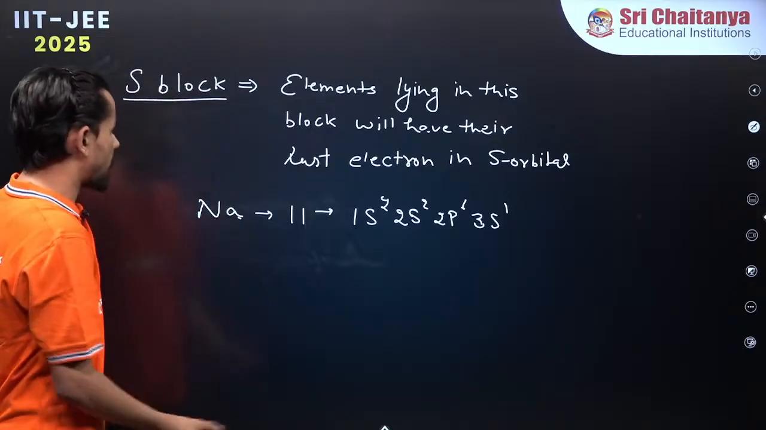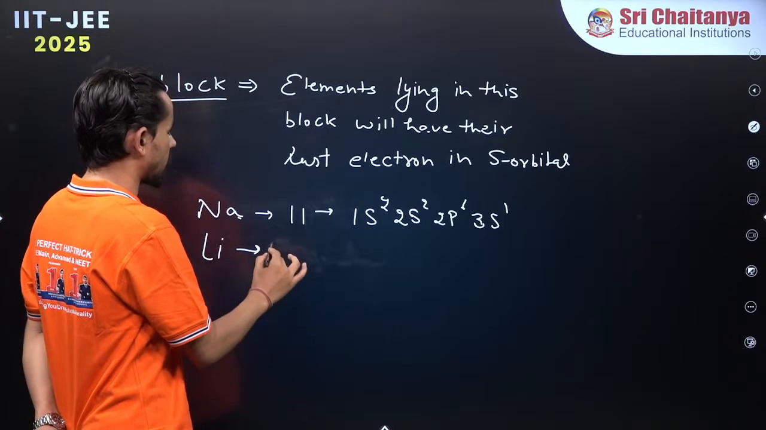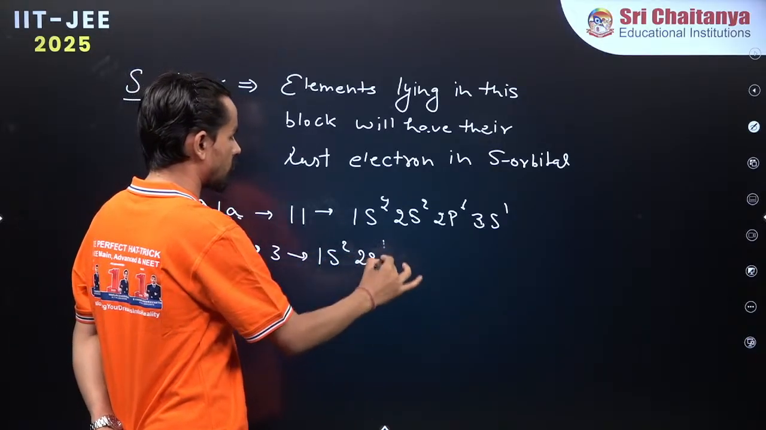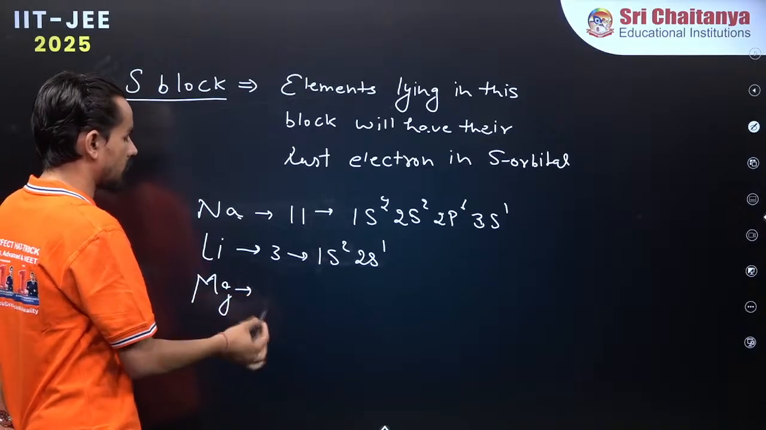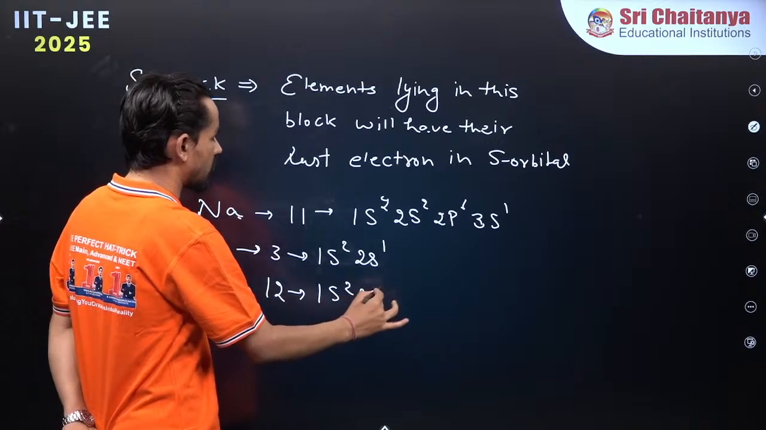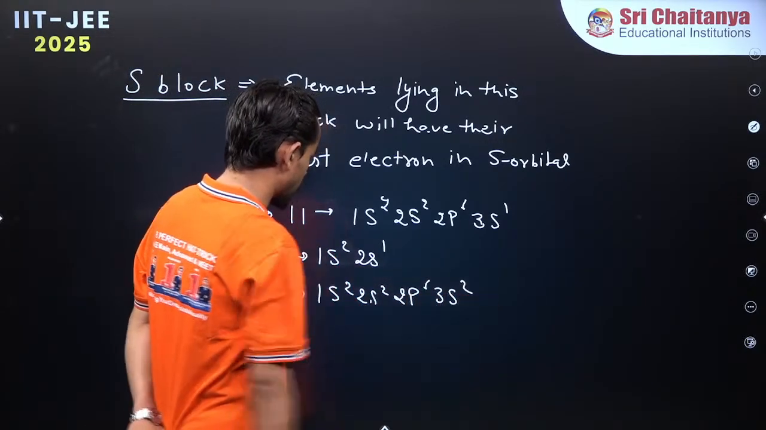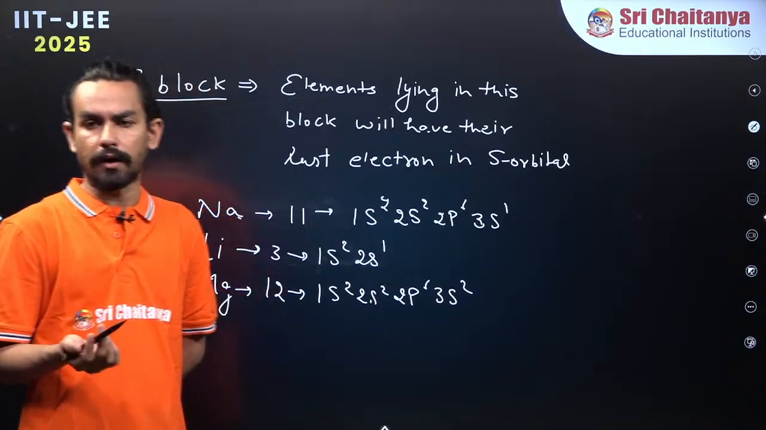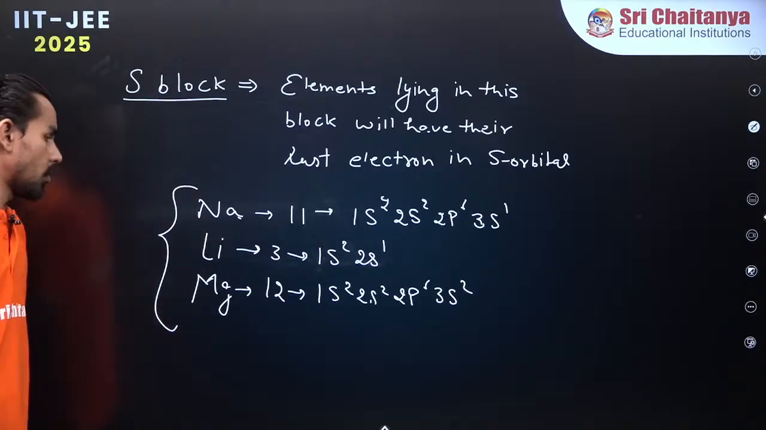Apart from that, you can think of lithium, that is atomic number 3, 1s2, 2s1. Similarly, you can think of magnesium, that is atomic number 12, 1s2, 2s2, 2p6, 3s2. This is how you will get to know whether the element belongs to S block or not.